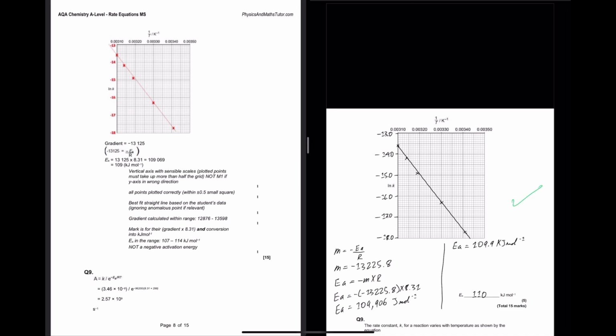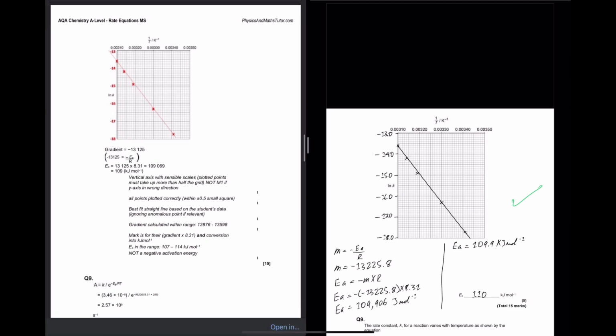Best fit line. Best fit straight line based on the student's data, ignoring anomalous points. There's only one anomalous point in this example. Bear in mind, I did do this with a ruler. It's just hard to translate that well on here, but it would be done with a straight line. So put it there.